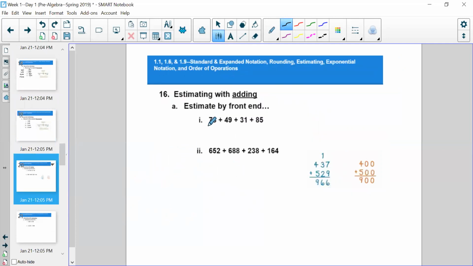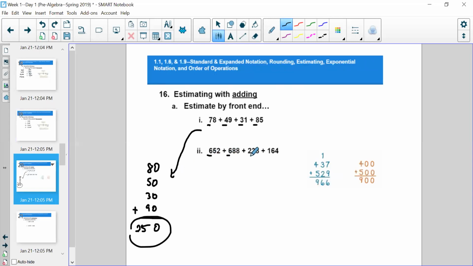Front-end estimation. So you take all of your numbers here, and I just want you to look at the largest place value, which is tens. So the 78 would round to 80. 49 would round to 50. 31 would round down to 30. 85 would round up to 90. And then what you've got are just multiples of 10. So I've got 13, 14, 15, 16, 250 would be the front-end estimation sum here.